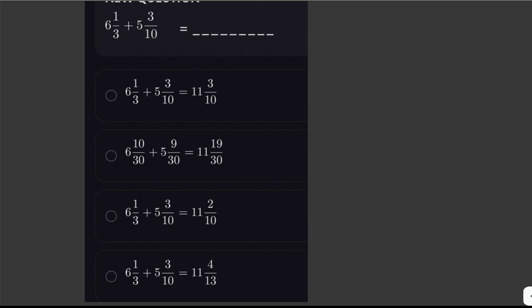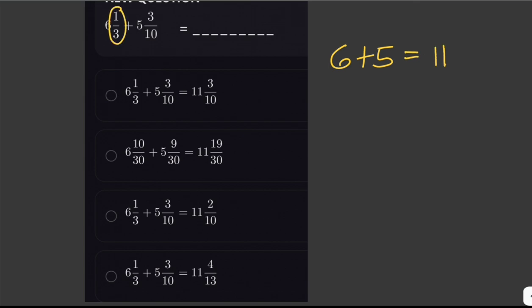6 1/3 plus 5 3/10 equals. So these are mixed fractions. In adding mixed fractions, we just have to add the whole numbers. So we have the whole numbers 6 and 5. So it'll be 6 plus 5, which is equal to 11. That is for the whole number.